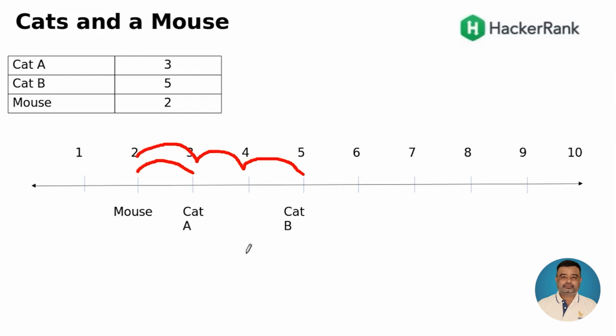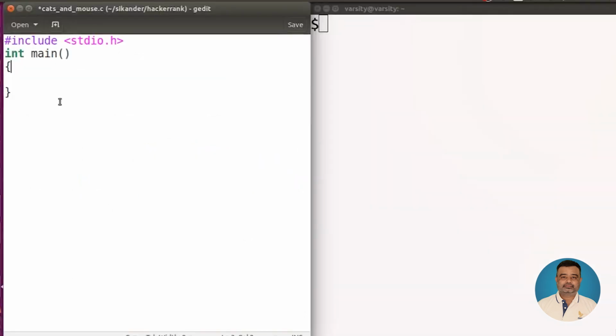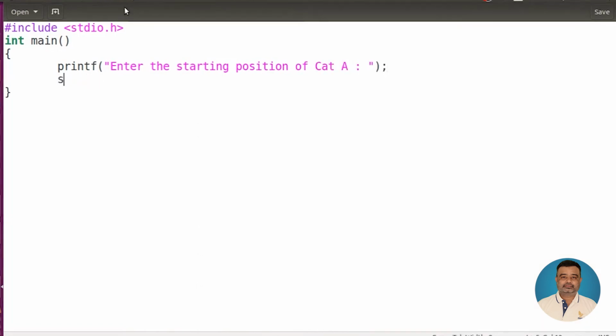So let's move into the implementation. The input will be the position of cat A, the position of cat B, and the mouse. We'll ask the user to enter the starting position of cat A. Let me just expand this. Okay, the user enters this.